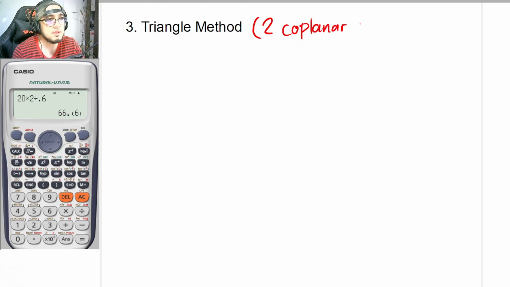Two coplanar vectors. What you would be doing here is, for example, you have two vectors. Let's say this is your two vectors: vector 1 and vector A.